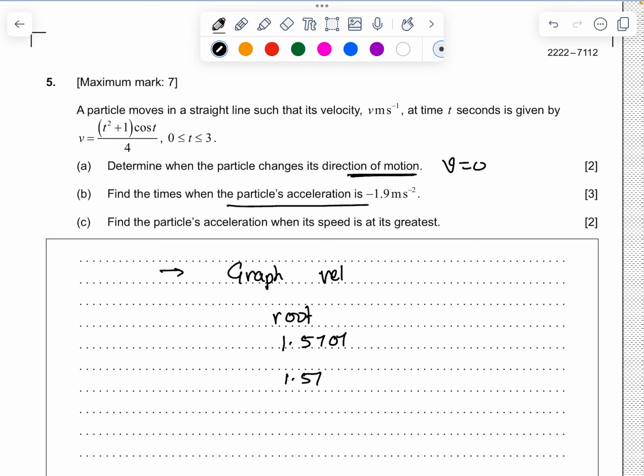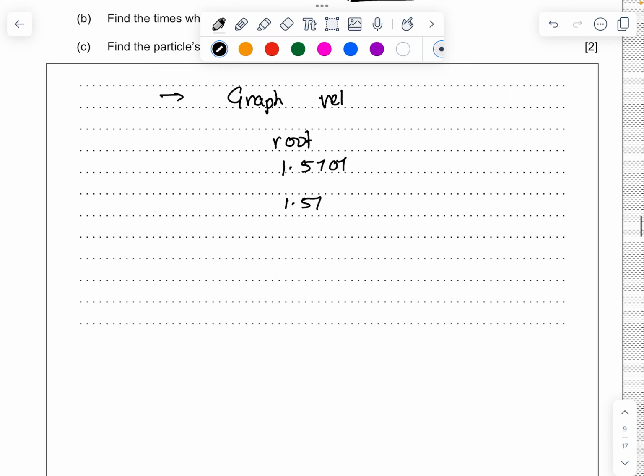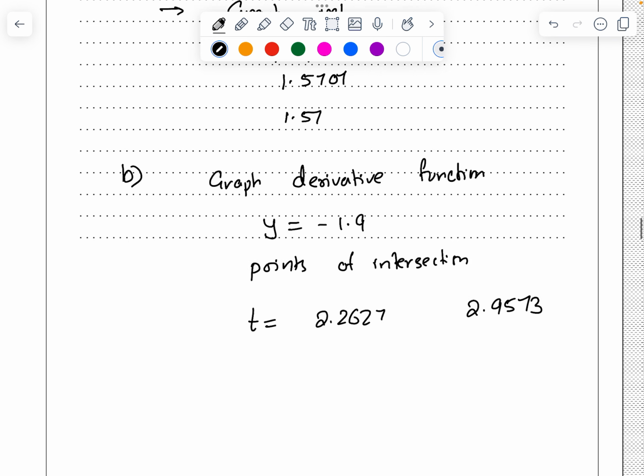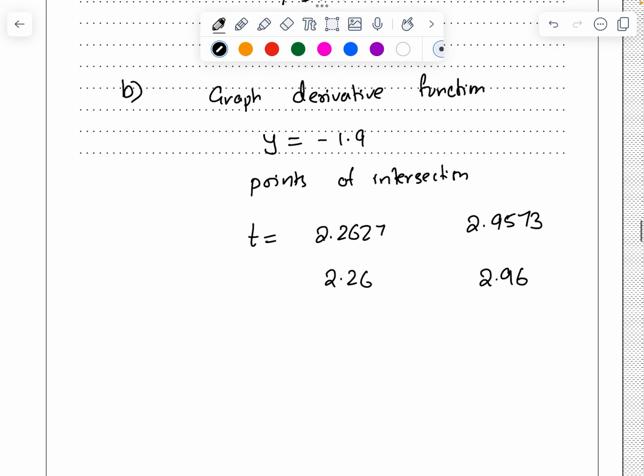Find the times when the acceleration of the particle is minus 1.9. So for part B, draw the graph for the derivative function, then graph y equals minus 1.9 and find the points of intersection. You can see that the points of intersection will be at 2.2627 and 2.9573. To 3 significant figures, 2.26 and 2.96.